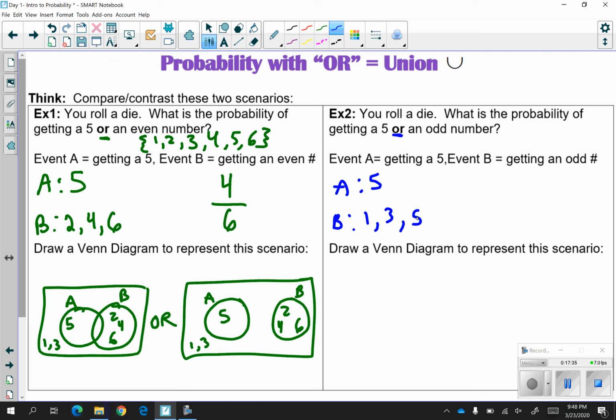And if you notice, this one's different than the other one because this one has an overlap of 5. So there's not 4 different possibilities. There's only 3 possibilities if you look at it, right? 3 different unique possibilities. The 1, the 3, and the 5. You're not going to count the 5 twice. So your real probability is 3 out of 6. Let's look at this one in the Venn diagram.